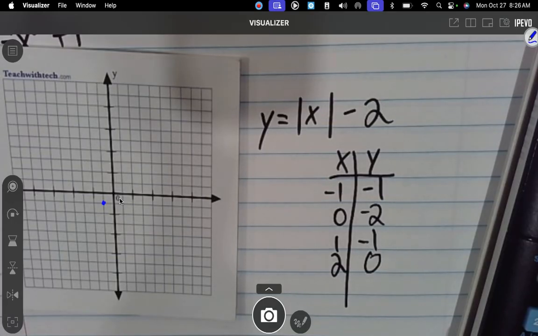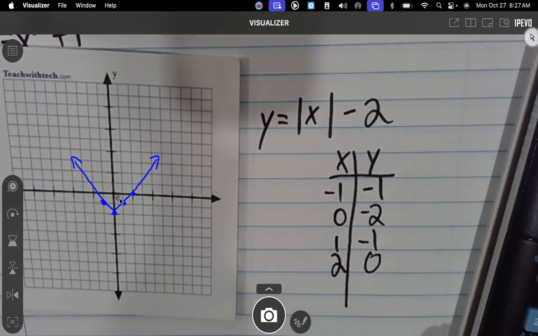Negative 1, over 0 down 2, over 1 down 1, and over 2 there. This one is a V. How else can you do this? You can press what on your calculator?